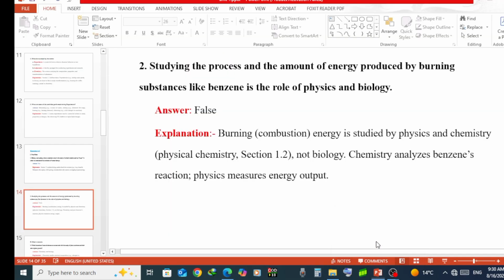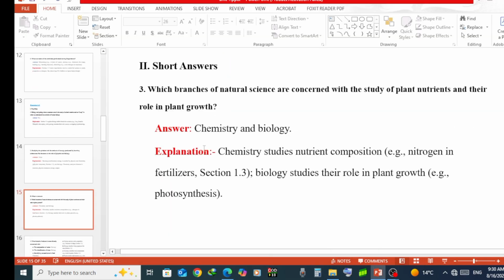The answer will be chemistry and biology. Chemistry studies nutrient composition and biology studies their role in plant growth or photosynthesis. Therefore, the branches of natural science concerned with the study of plant nutrient composition and their role in plant growth are chemistry and biology. Hence, chemistry and biology is the correct answer.